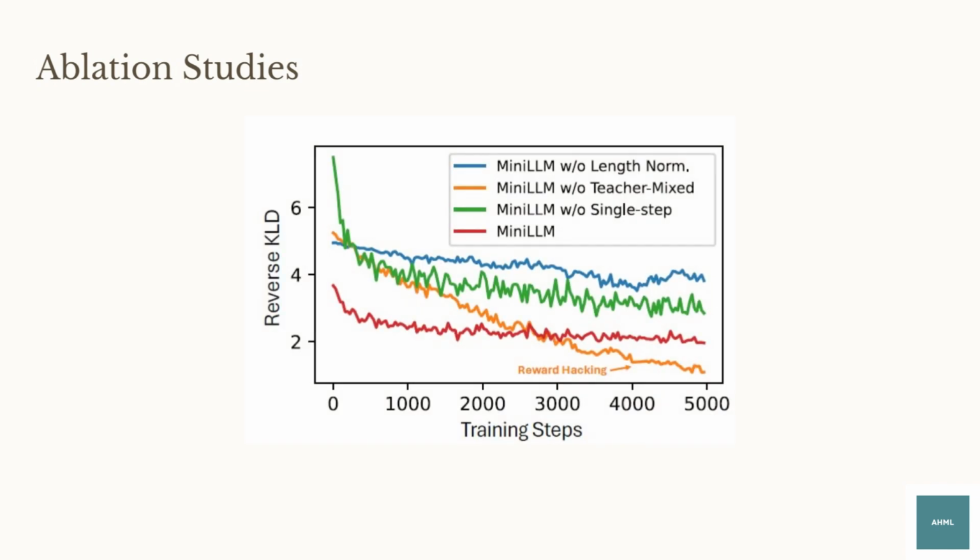In the ablation analysis, the blue, orange, and green lines represent ablation experiments where one of the 3 stabilization strategies is removed, while the red line represents MiniLLM with all strategies applied. The higher reverse KLD in the blue and green lines compared to the red line confirms that length normalization and single-step decomposition help reduce reverse KLD, improving training stability. The orange line shows a rapid decline in reverse KLD, indicating that teacher-mixed sampling effectively prevents reward hacking.